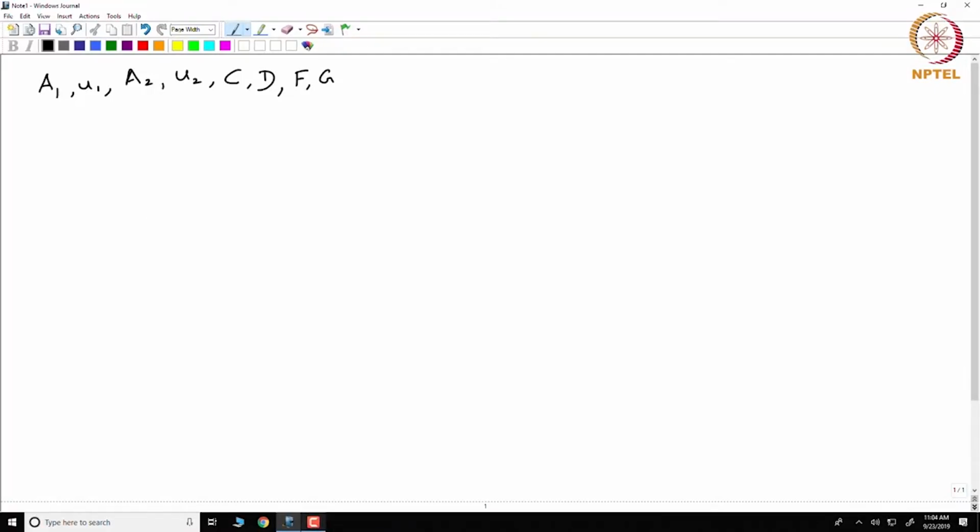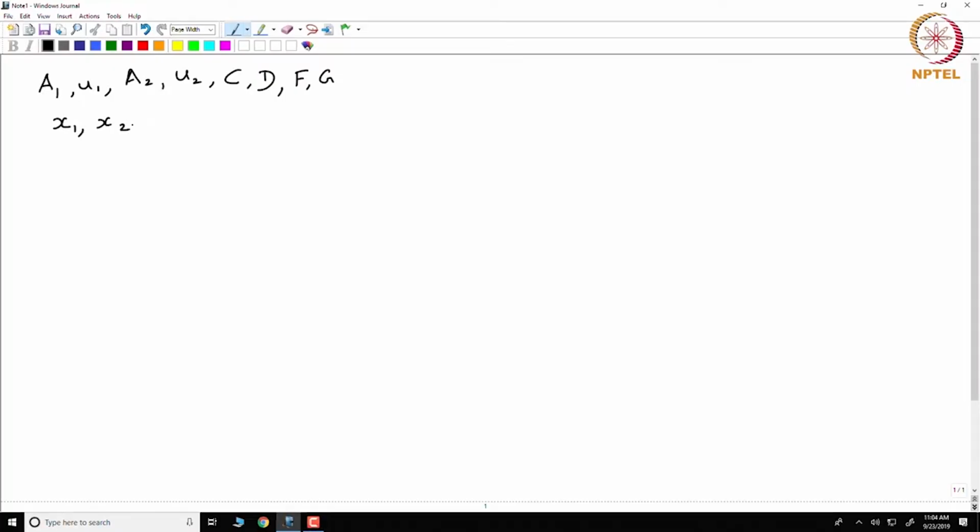So we will try to find the quantities A1, U1, A2, U2, C, D, F, G. Of course, to find these quantities, we need to also say what is the vector x1, what is the vector x2. So what are the elements of x1 and x2? So we need to also know x1 and x2.